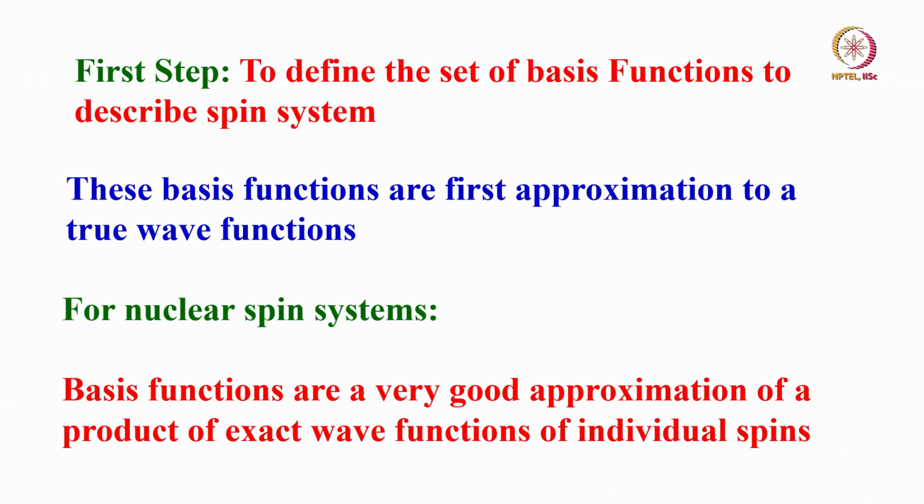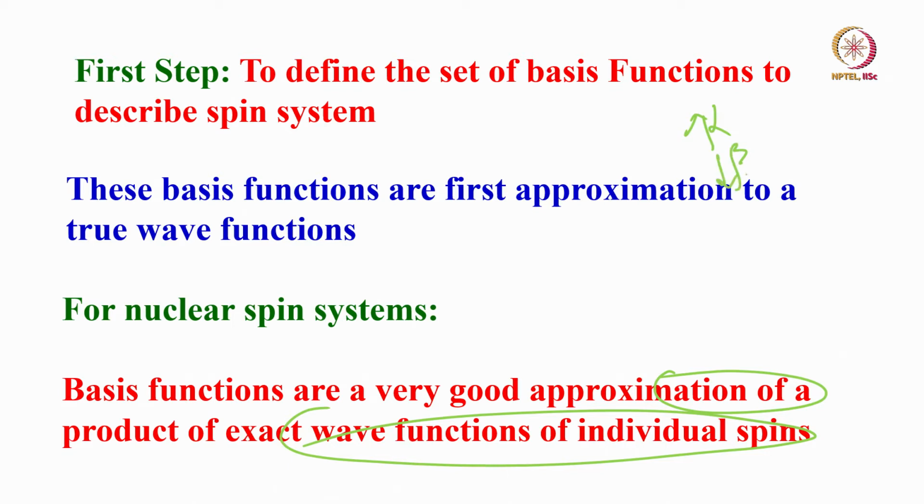And for the nuclear spin system which we are dealing with, NMR, the basis functions are, to a very good approximation, nothing but product functions of the exact wave functions of the individual spins. What it means is, I have the wave functions of the individual spins. What are the exact wave functions of the individual spins? If I take one spin, one is alpha, other is beta. There are 2 possibilities. Now the basis functions, if I take 2 spins coupled, which I showed you in the case of A and X, we have alpha alpha, alpha beta, beta alpha and beta beta.